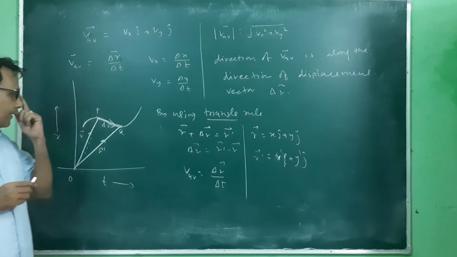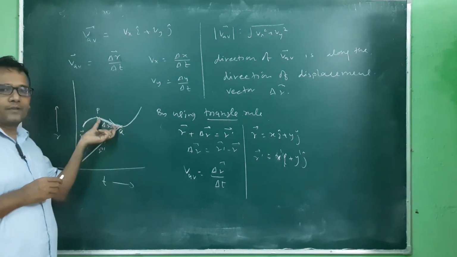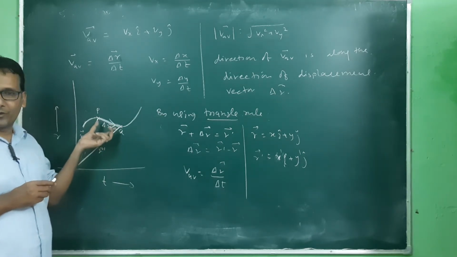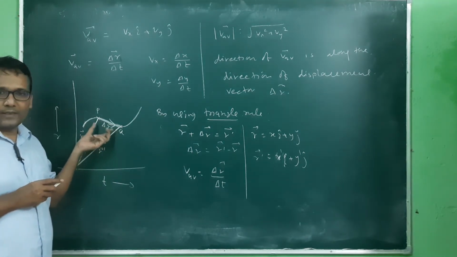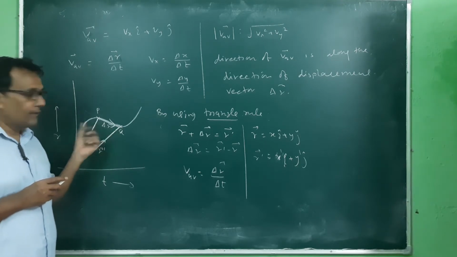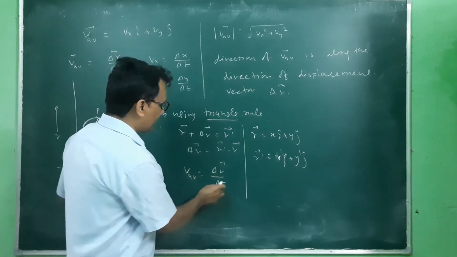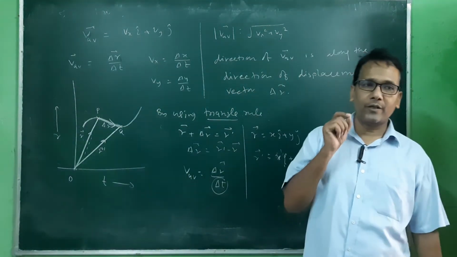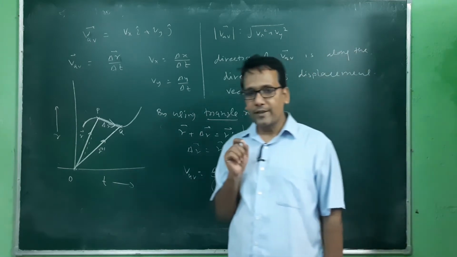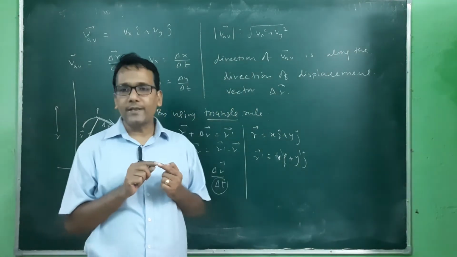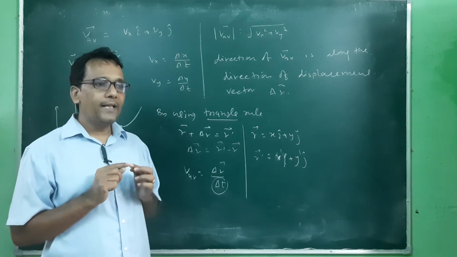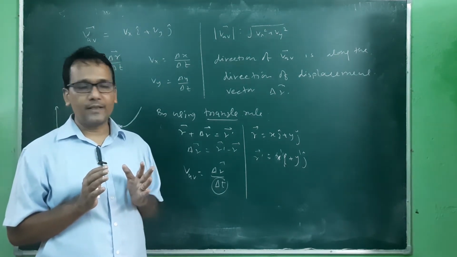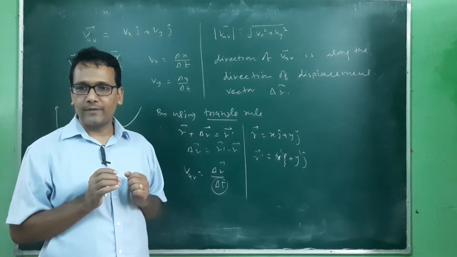For instantaneous velocity, for this displacement delta r, the time taken is reduced. If delta t tends to 0, then we come to a particular point at a particular time. So instantaneous velocity is defined as the velocity of any body at any specific time. If we want to calculate velocity at a particular time, that is known as the instantaneous velocity.